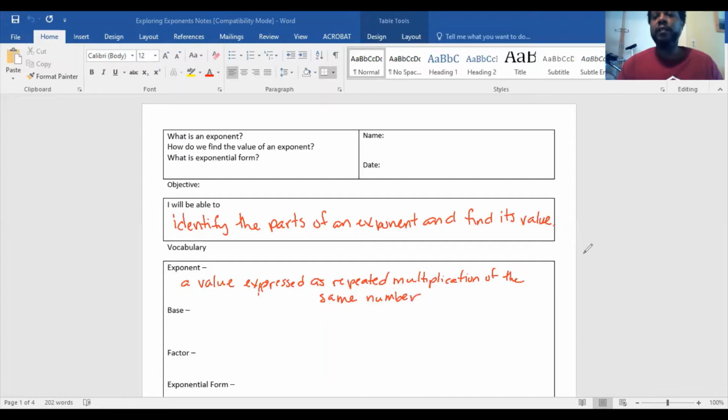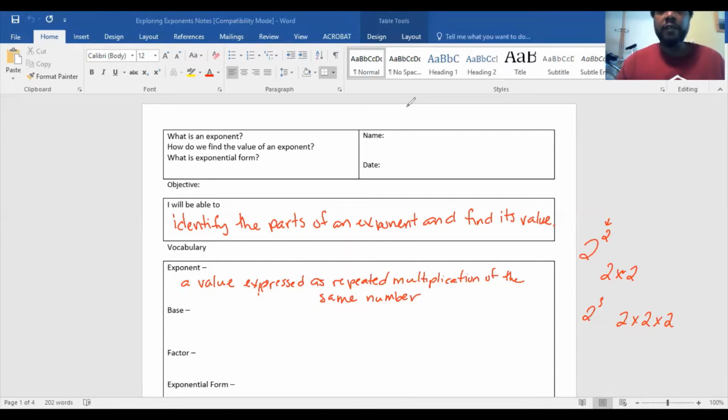So what does that look like? Well, if I have 2 to the second power, right? So that 2 up here is my exponent, and it tells me how many times I'm going to see this 2, which is my base, appear in the multiplication. So it's really going to be 2 times 2. If I have 2 to the third power, it's going to be 2 times 2 times 2. Right, so I have 3 2's.